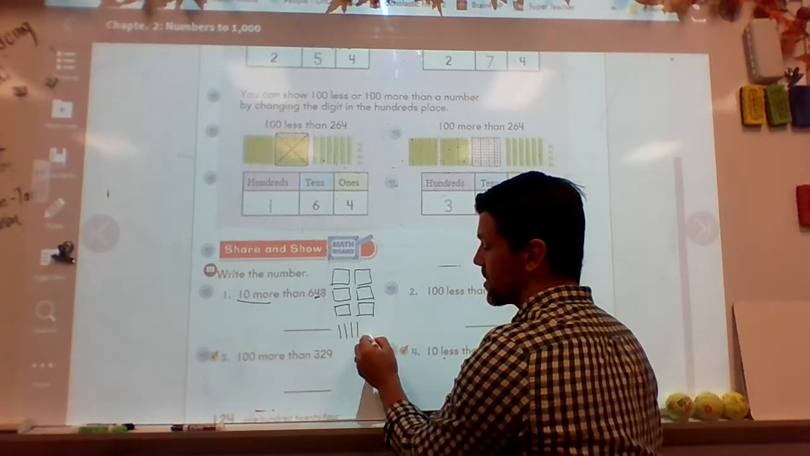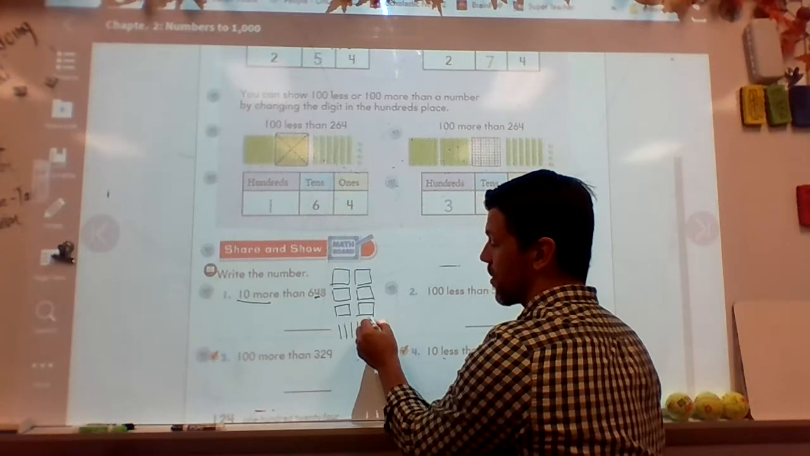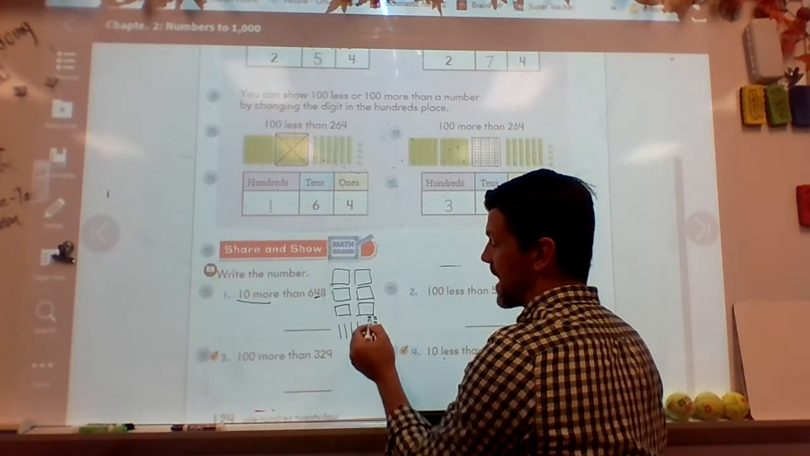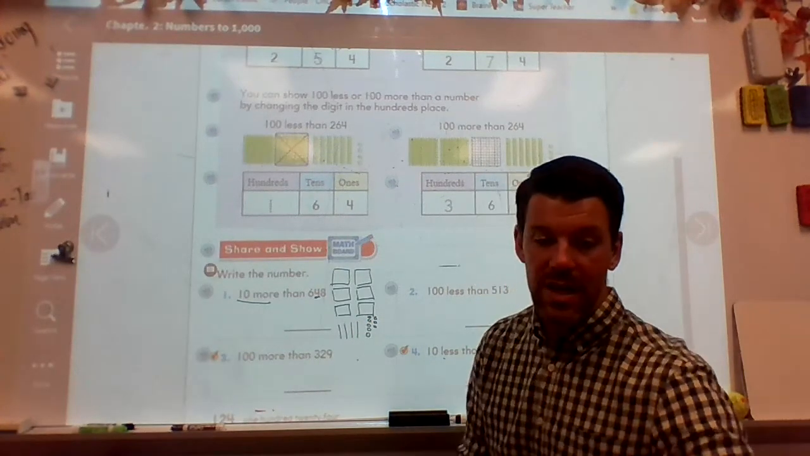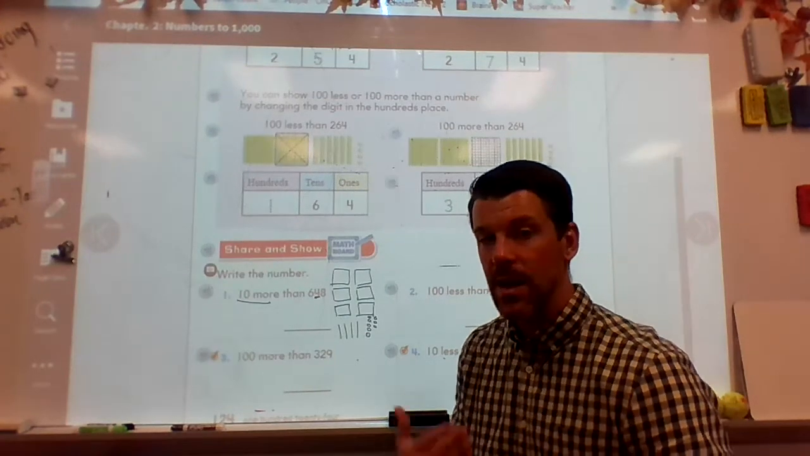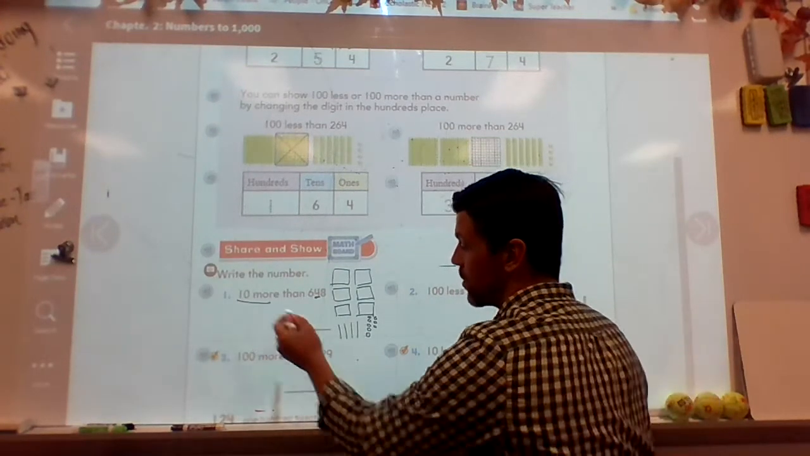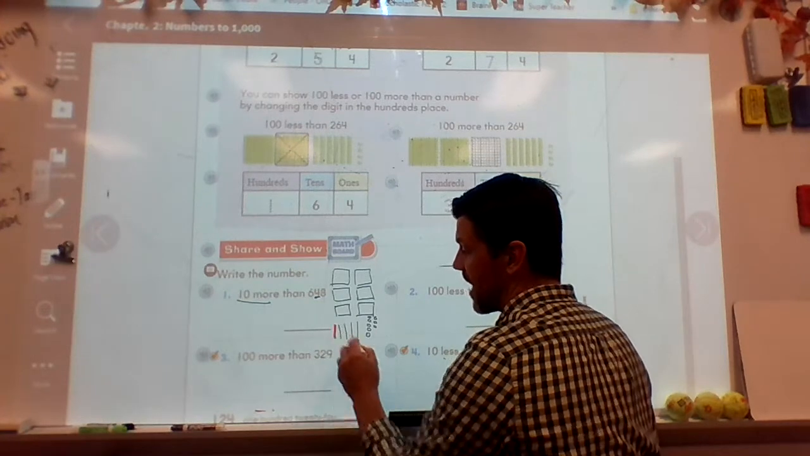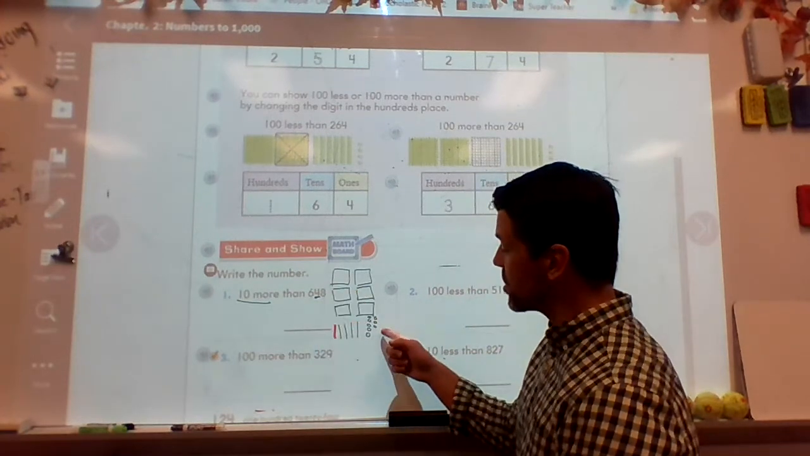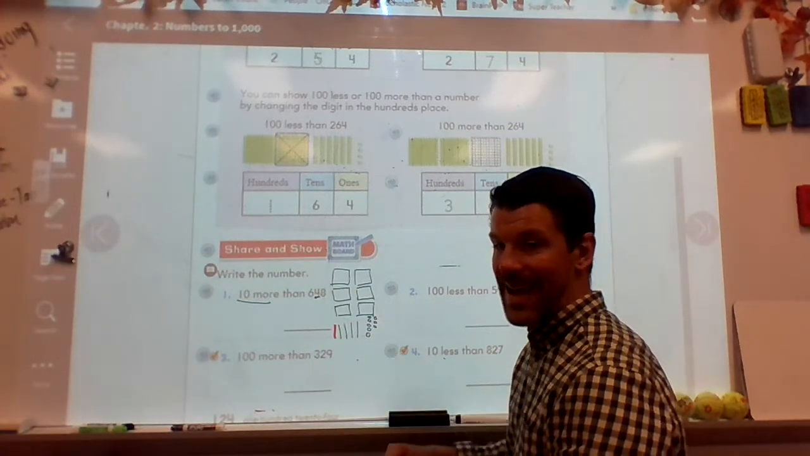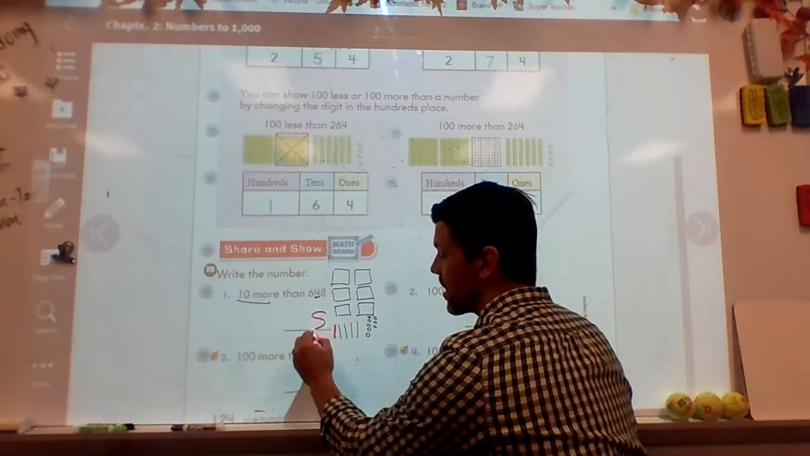Remember, I like to do my ones in groups of 5. 1, 2, 3, 4, 5, 6, 7, 8. Now I need to draw 10 more because it's asking me 10 more. So I'm going to add that 10. Did the ones change? 1, 2, 3, 4, 5, 6, 7, 8. They did not change, so we still have 8.